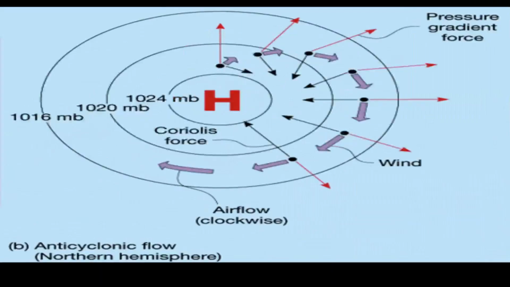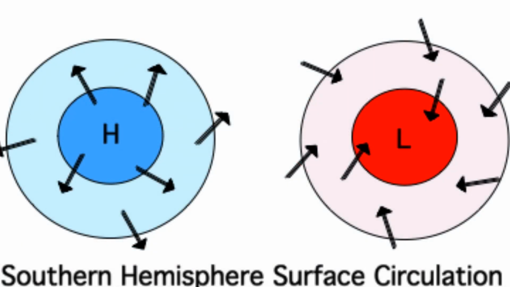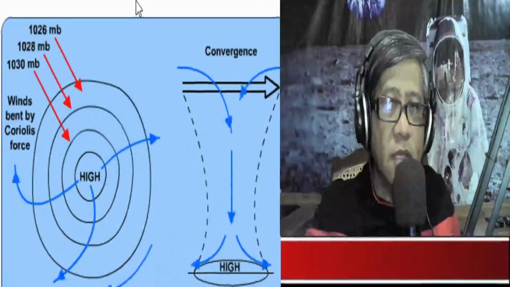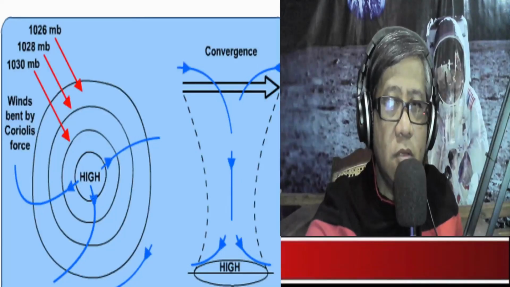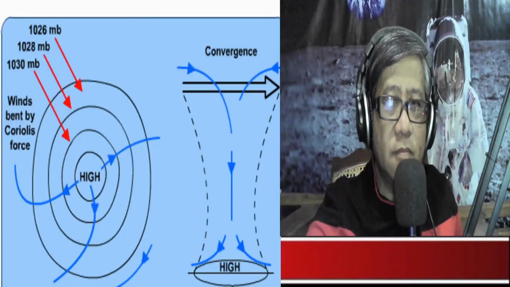Okay, everybody, take a look at this diagram. So here is a high pressure center in the northern hemisphere. This anticyclone spins in a clockwise direction in the northern hemisphere, but in the southern hemisphere, this anticyclone will spin in a counterclockwise direction. Okay, and just like cyclones, anticyclones spin because of the Coriolis effect.